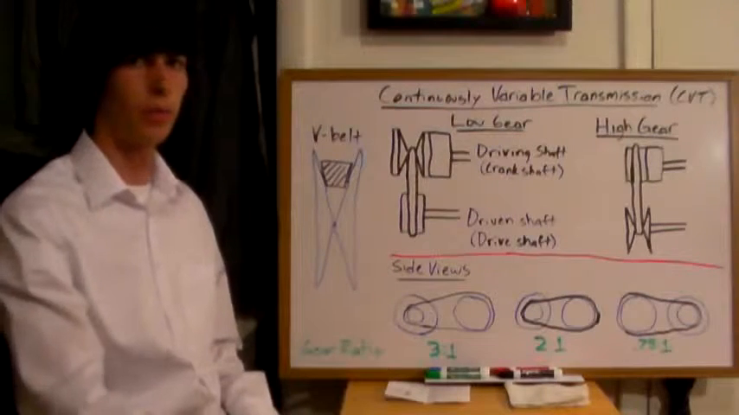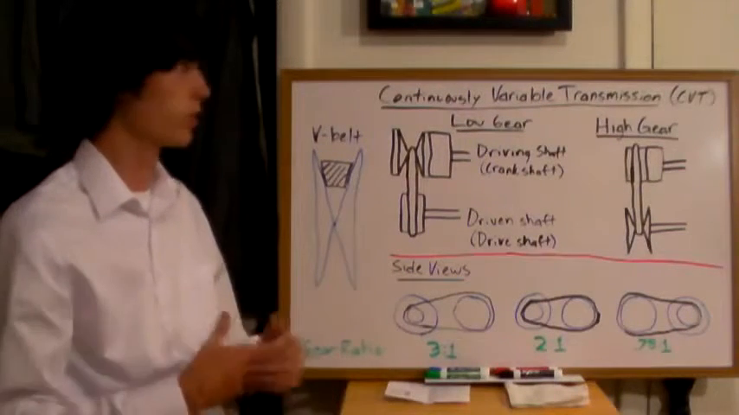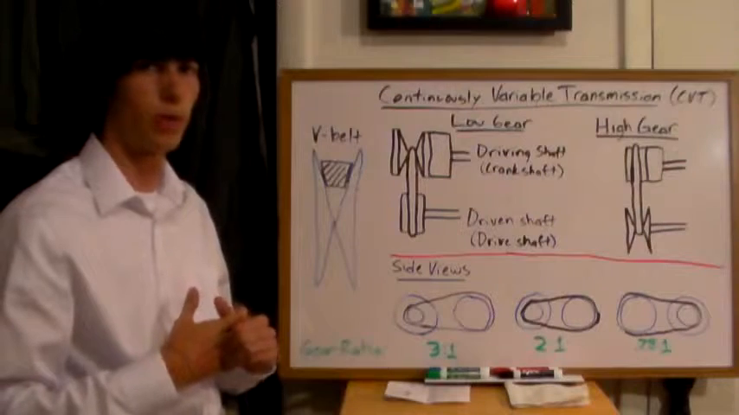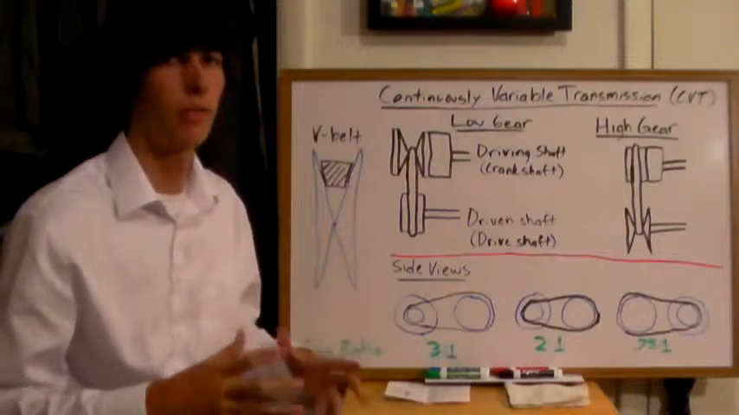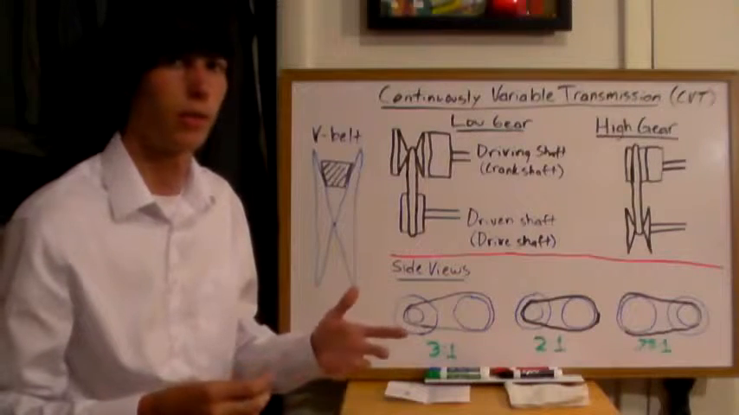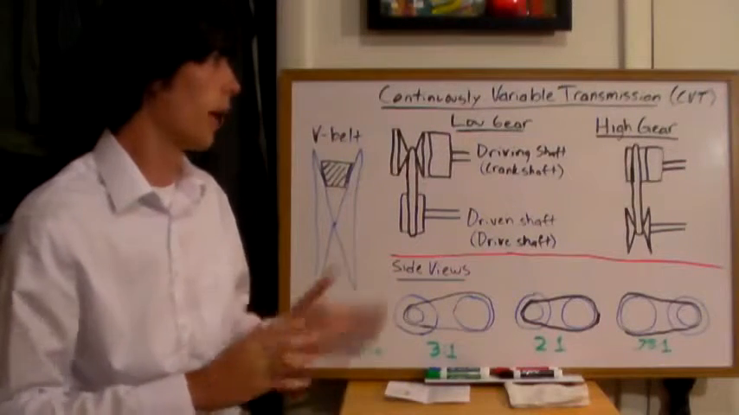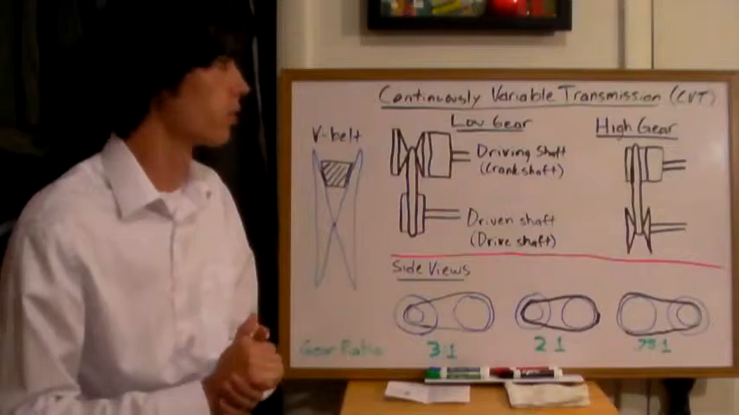This video will help explain continuously variable transmissions. Now, continuously variable transmissions, or CVTs, are transmissions which don't have a set number of gears like you might find in your car. However, they are implemented in many vehicles today.